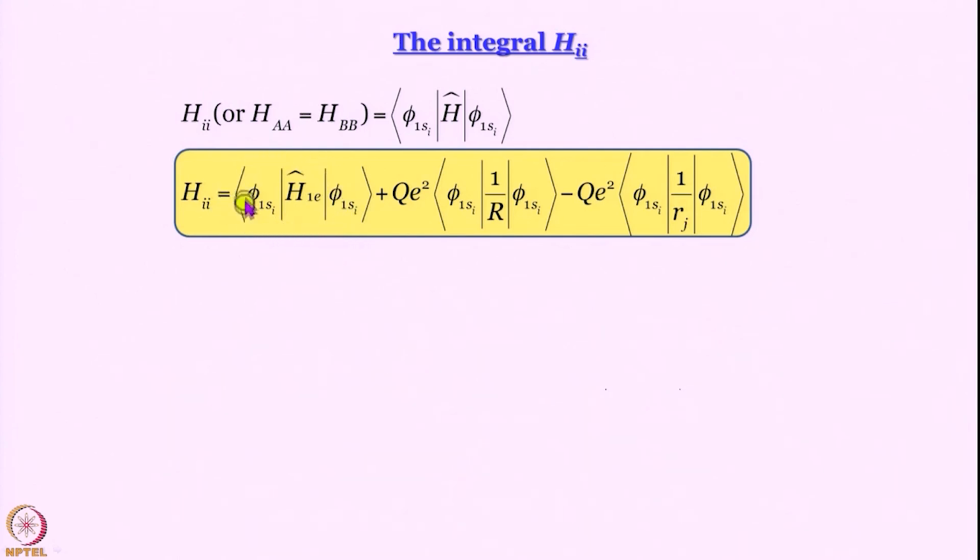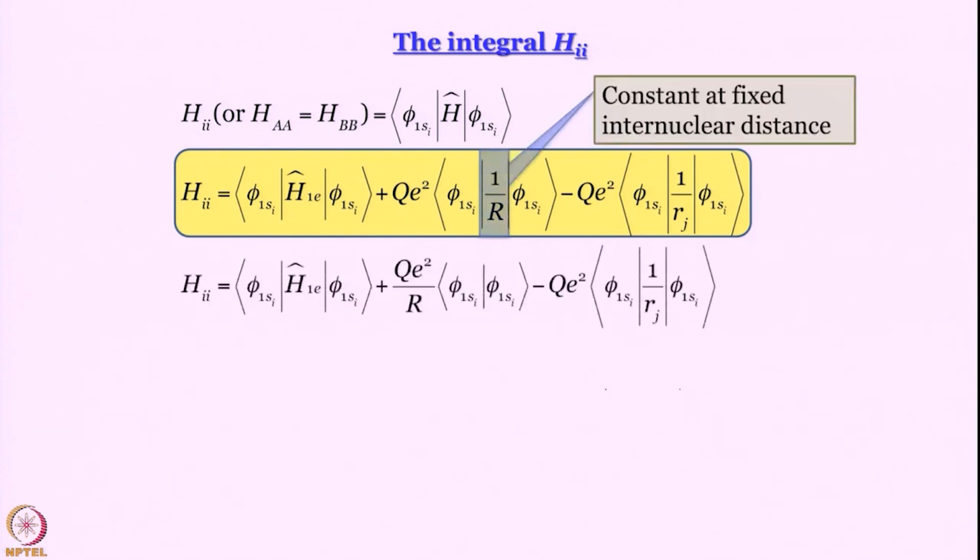Now this is something nice. Remember this phi 1s is a 1s orbital, and what is the 1 electron Hamiltonian? The 1s orbital is going to be an eigenfunction of the 1 electron Hamiltonian. So the energy of the 1s orbital is actually going to come out. So this first one is very simple to work out. What about the second one? What about the third one? We will see. Even in the second one you can see that 1 by R is constant, so that can come out. Third one, well, that is more interesting.